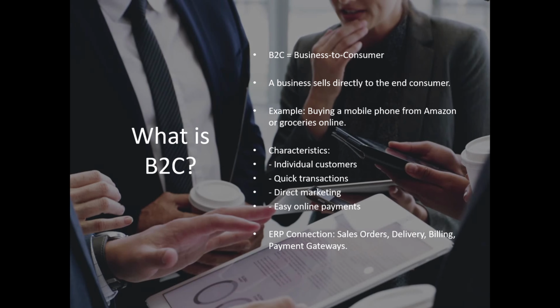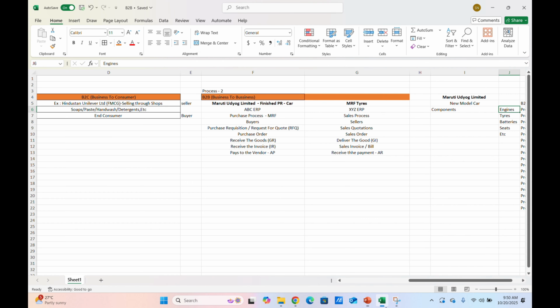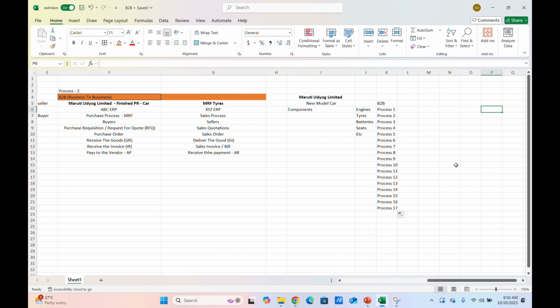I'm explaining it through an example here. Let me open the Excel. So we were in the B2C, right? B2C is also known as business to consumer, or customer.